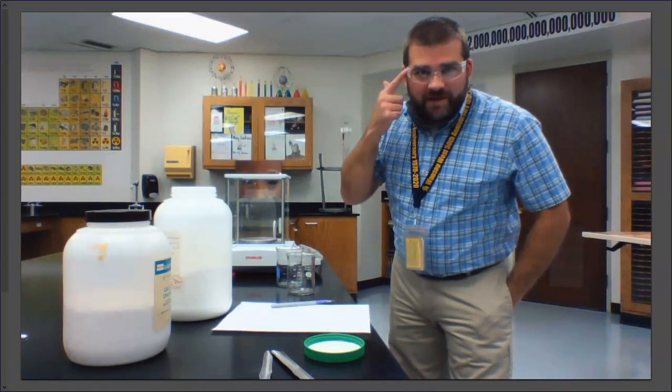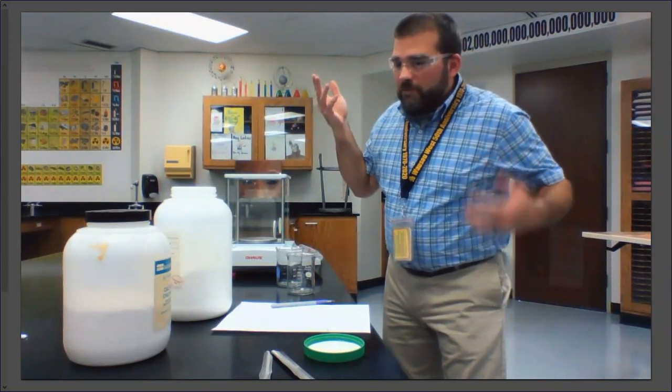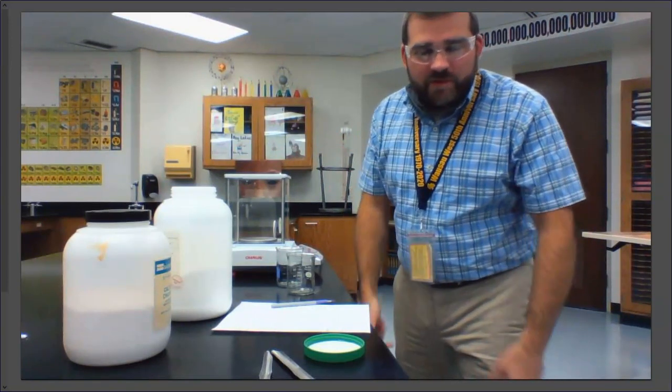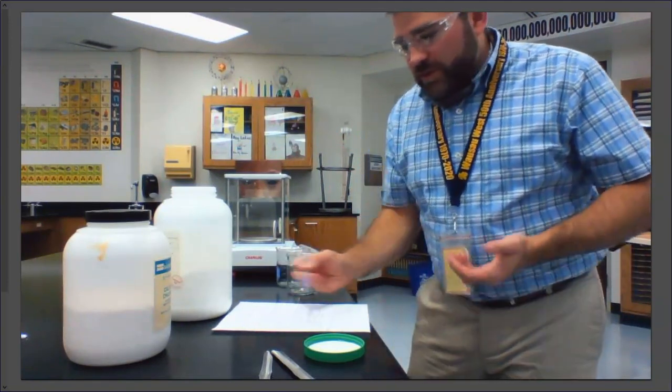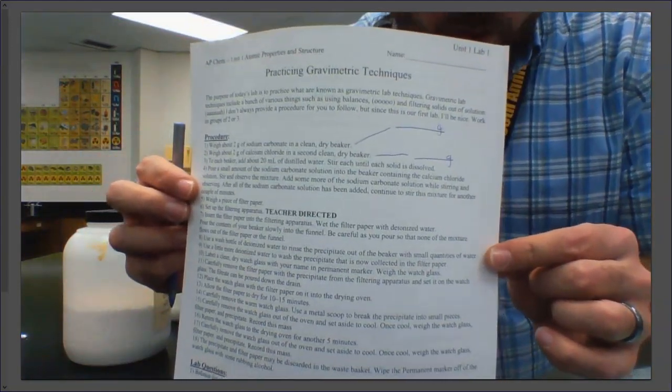All right, so I've got my safety glasses on. Obviously, safety is very important. If you were here, hair ties, closed-toed shoes, and safety goggles are always a must in the lab. So first thing I'm going to do, I am walking through the procedure, by the way. This document that I've posted, I'm walking through this procedure.